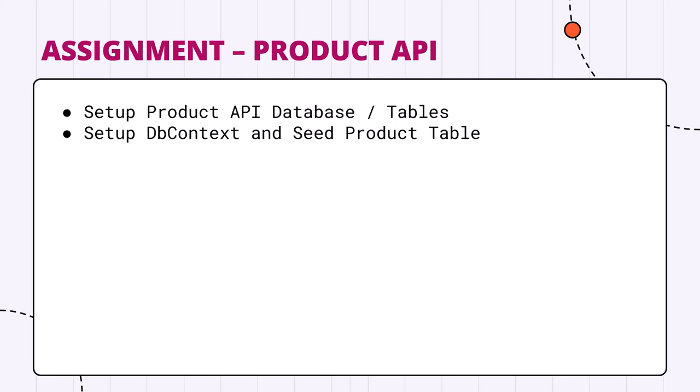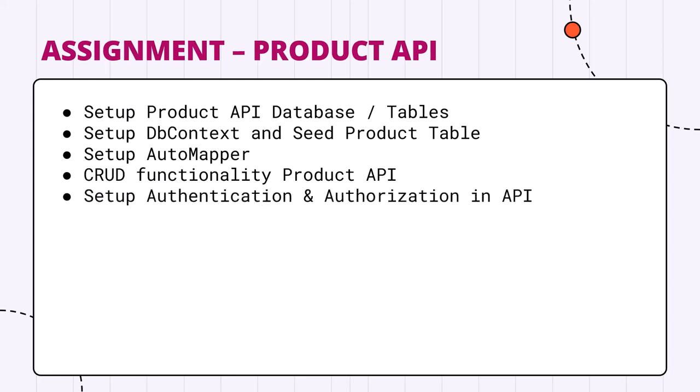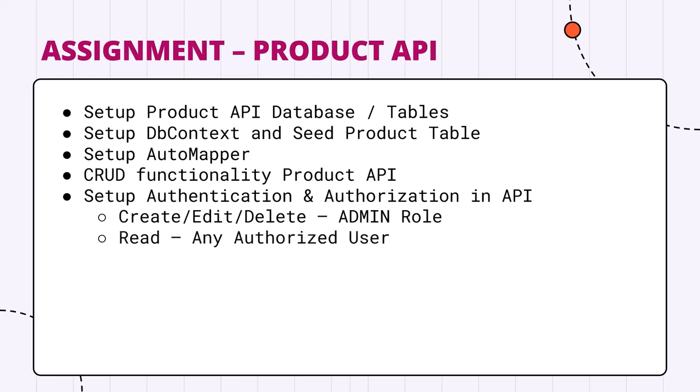with 5 records. You will also have to set up AutoMapper in the project and perform CRUD functionality in the product API, similar to what we did in the Coupon API. Finally, you need to set up authentication and authorization in the product API, where the admin role can perform create, edit and delete functionality, and any authorized user can perform read functionality. That is similar to what we have done with our Coupon API.